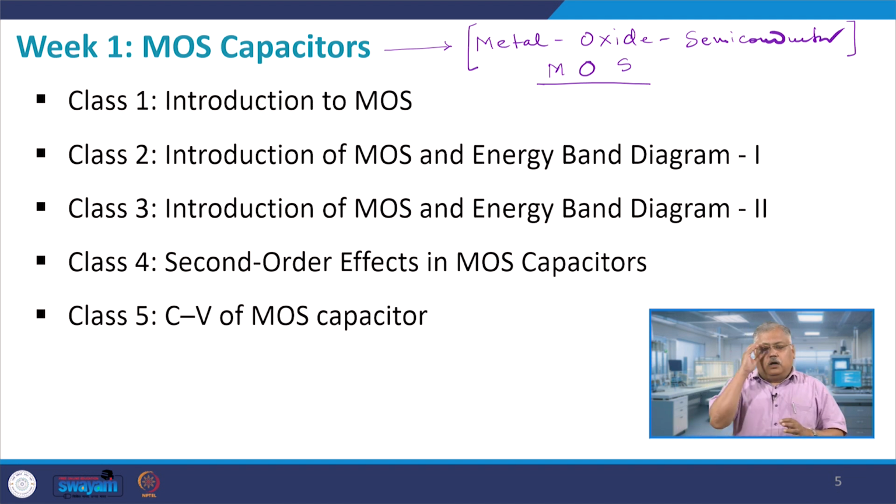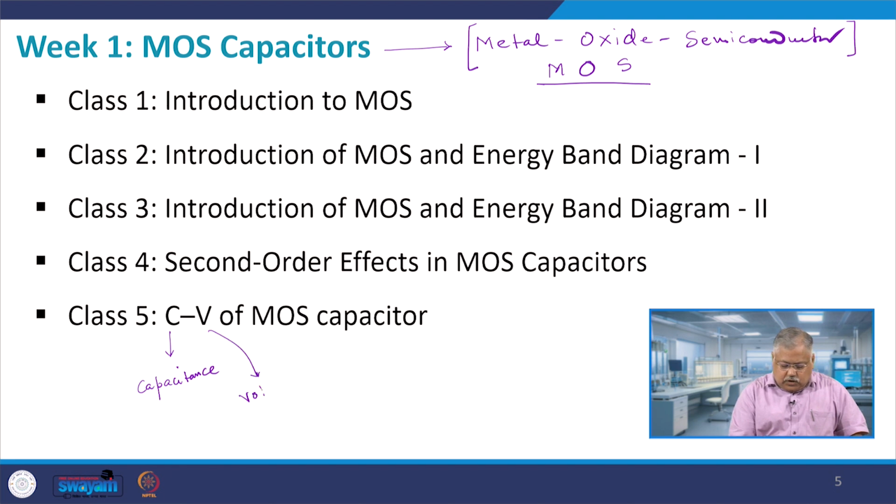We will study what is a MOS, what is the structure of a MOS. Then we will introduce to you MOS using energy band diagrams, and then look into the second order effects in MOS capacitors, and then CV of a MOS capacitor. CV means capacitance versus voltage characteristics of MOS. C means capacitance, and V effectively means voltage. So, if you apply a voltage on a MOS capacitor, how does the capacitance vary with varying values of voltage on a MOS capacitor is what we study.